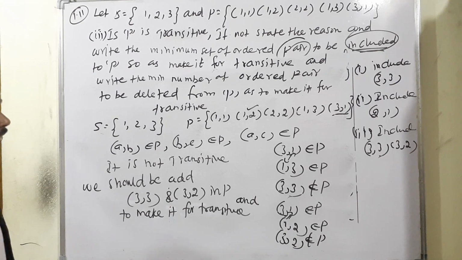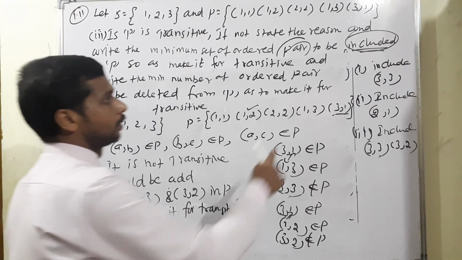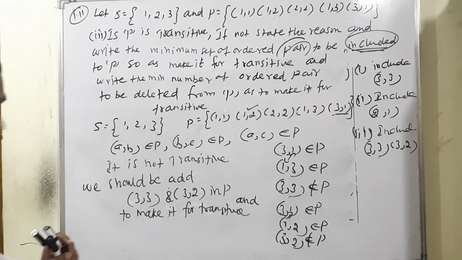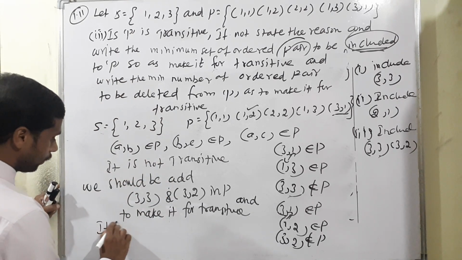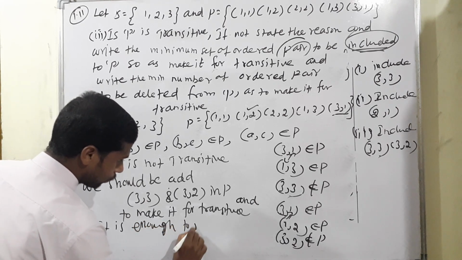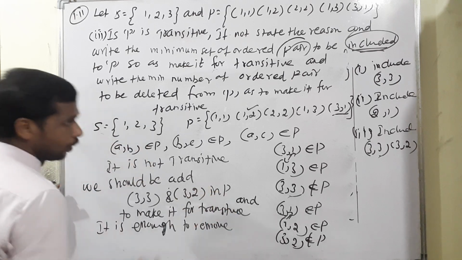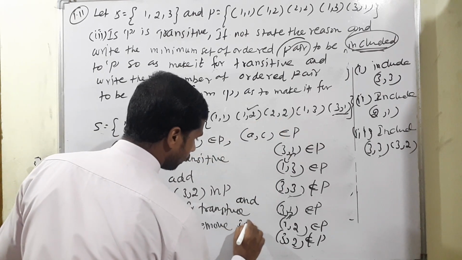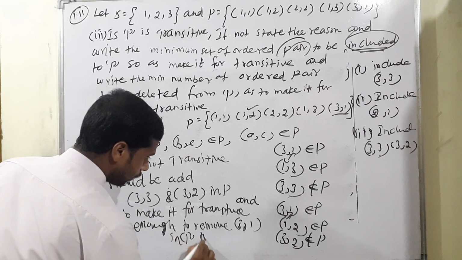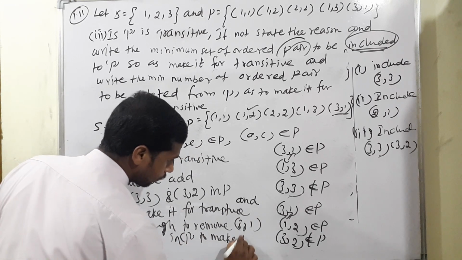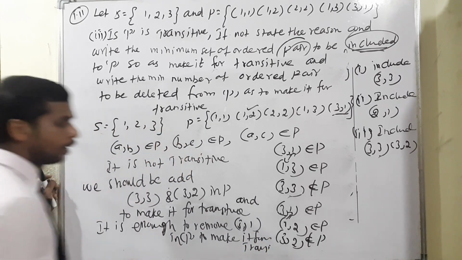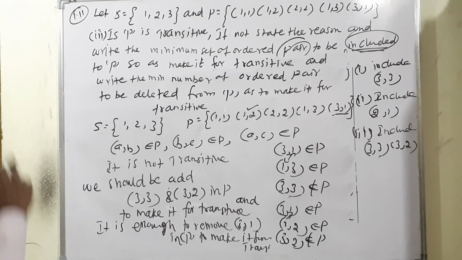Now next one, deleted, simply no. If 3 comma 1 is not available, we can say simply this is transitive. Therefore it is enough to remove 3 comma 1 in set P to make it transitive. Okay.